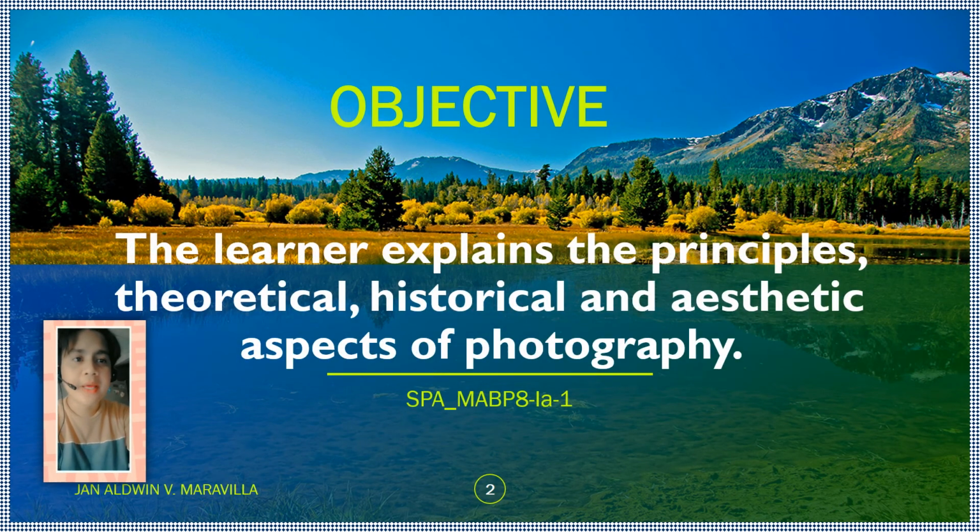The learner explains the principles, theoretical, historical, and aesthetic aspects of photography. But before that, we must study the following words. 1. Photography: the art or practice of taking and processing photographs. 2. Camera obscura: a device consisting of a box, tent, or room with a small hole on one side. And 3. Etymology: the origin of a word and the historical development of its meaning.